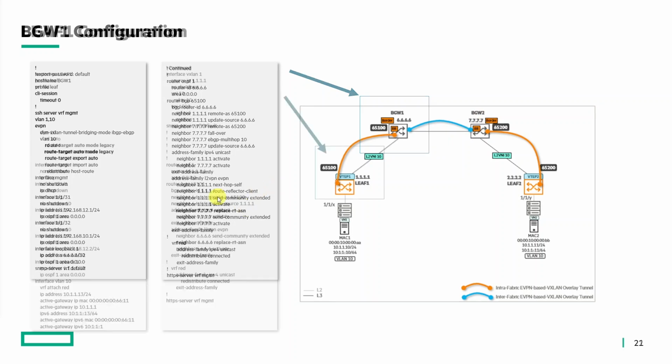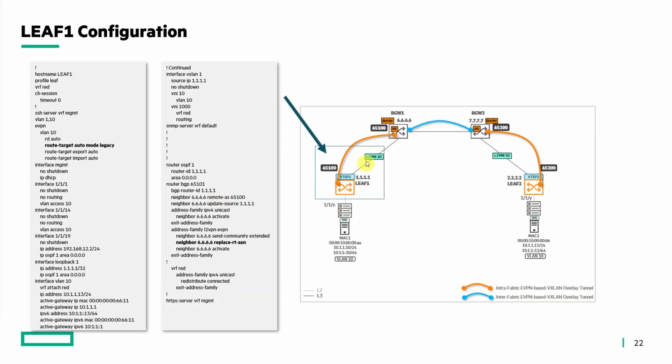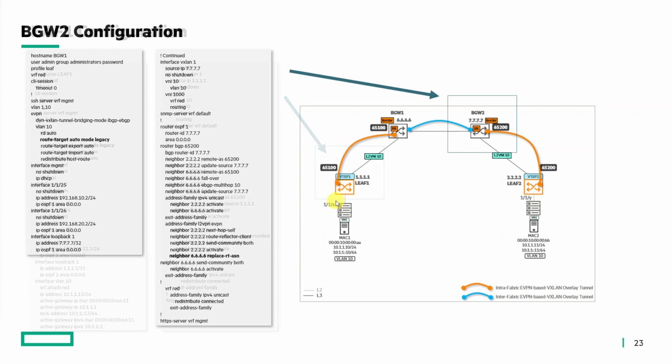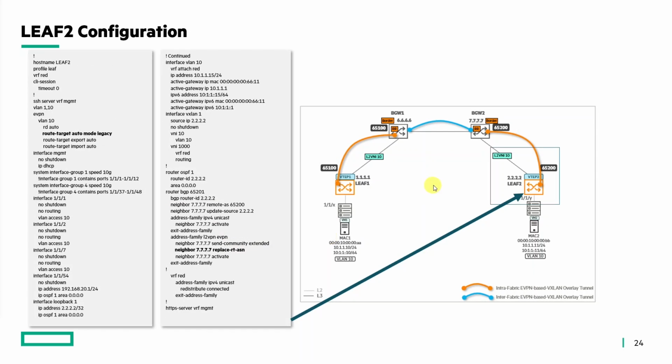And then continuing on, so this is the Leaf 1 configuration, as you can see here. So we've got consistency here with the auto mode legacy and the replace RTASN commands. And for Border Gateway 2, so same thing, auto mode legacy, replace RTASN. And finally, the Leaf 2 configuration with the same features configured, just with a single VLAN.